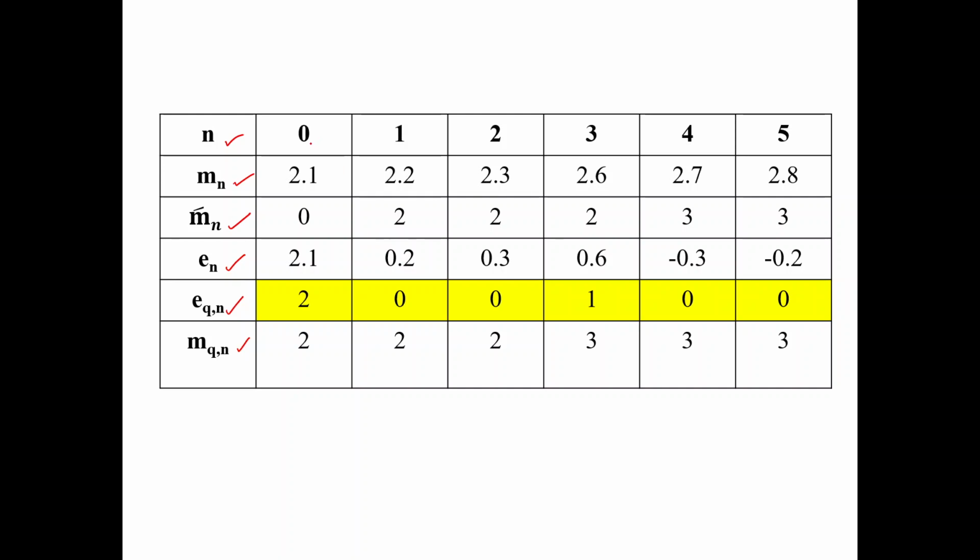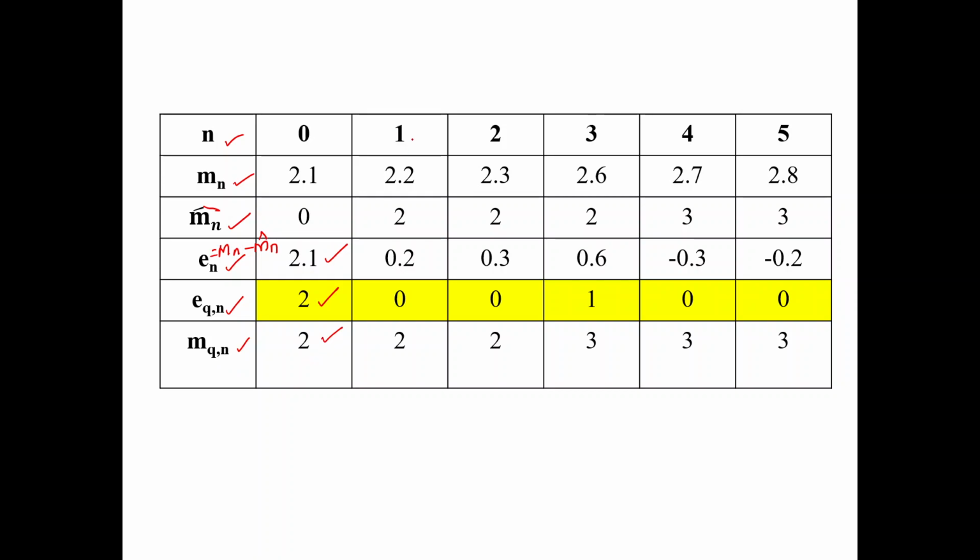Initially, I am taking the sample at 0. Assume my Mn is 2.1. Initially, I am taking Mn cap as 0. So En is nothing but Mn minus Mn cap, the difference between the two signals. So 2.1 minus 0 is 2.1. This is applied to a quantizer. The quantizer will round off to the nearest integer. So 2.1 is rounded off to the nearest integer, that is 2. You are taking a feedback. Once again, this is your Mqn.